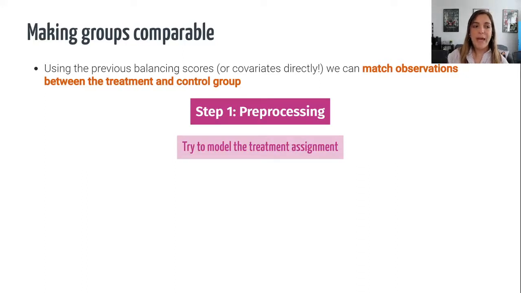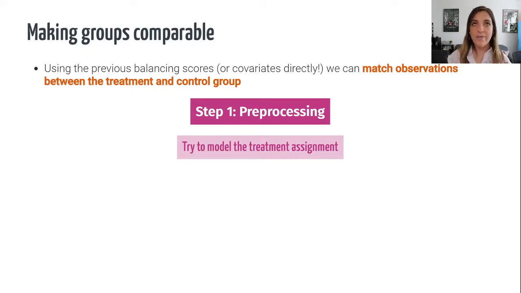So in any sort of matching in this sense, there are going to be two steps. The first step will be pre-processing, which basically means that we're going to try to model the treatment assignment in a certain way. So again, we don't know what the treatment assignment is, so we're going to use certain assumptions and informed guesses in that sense.